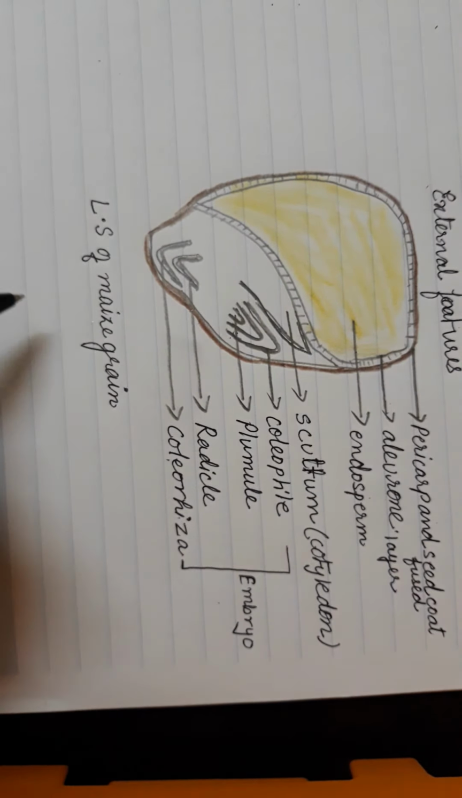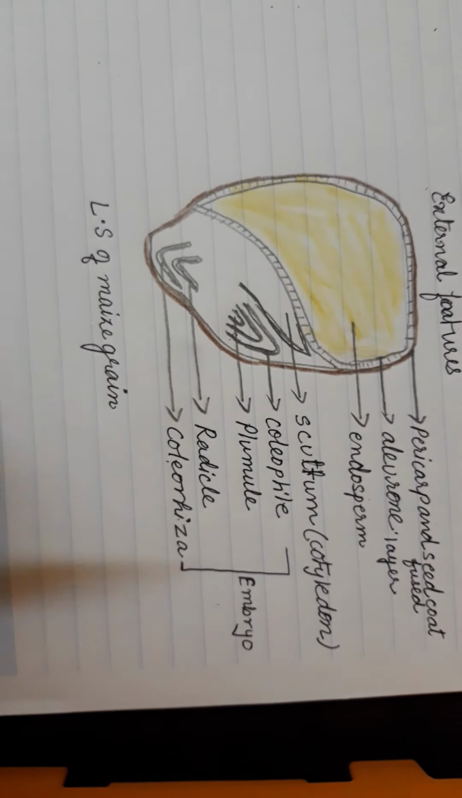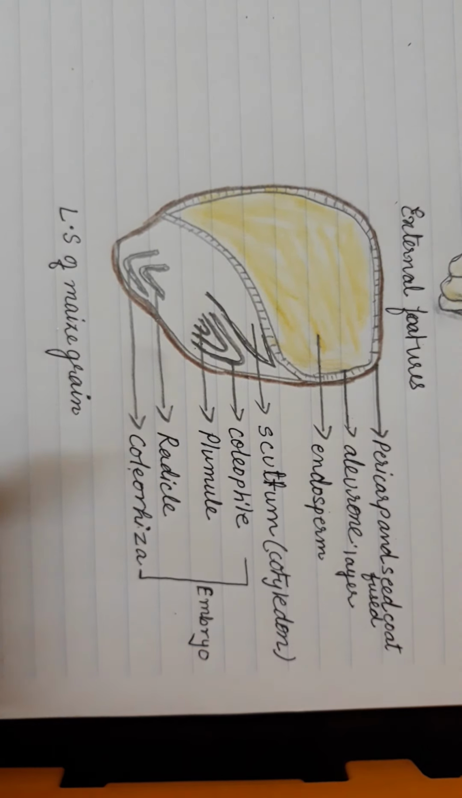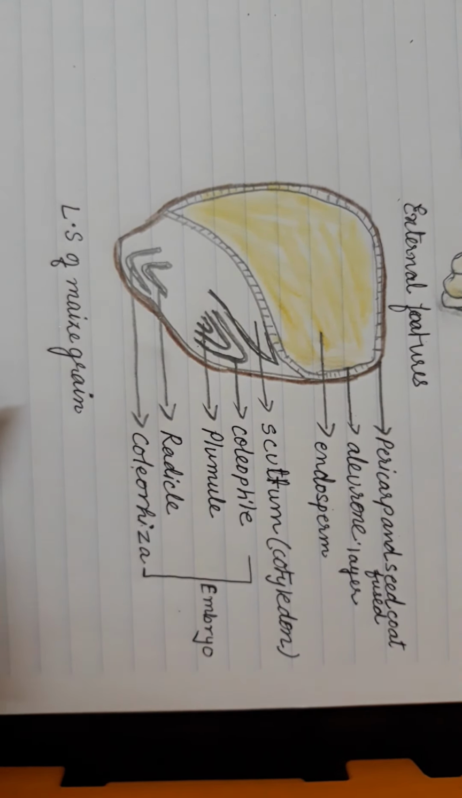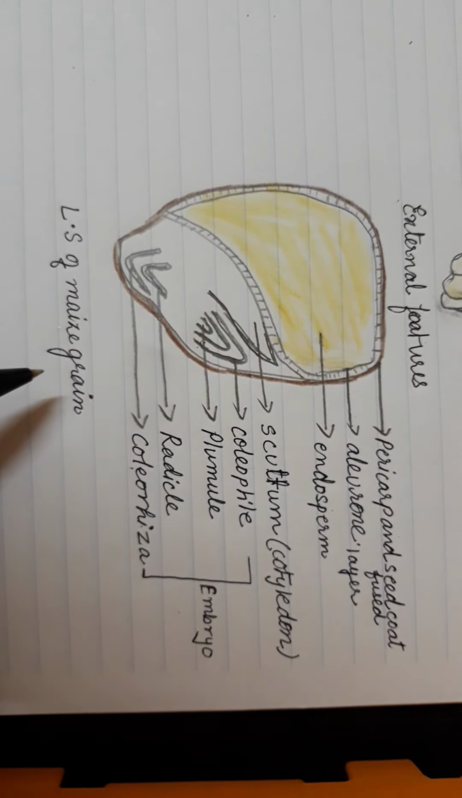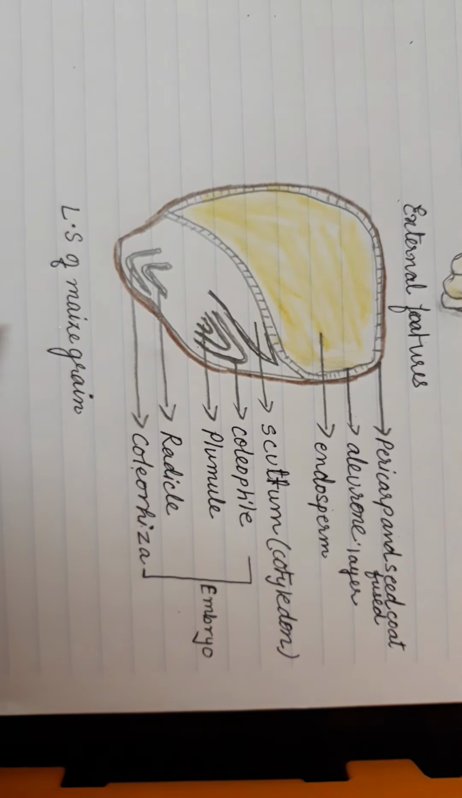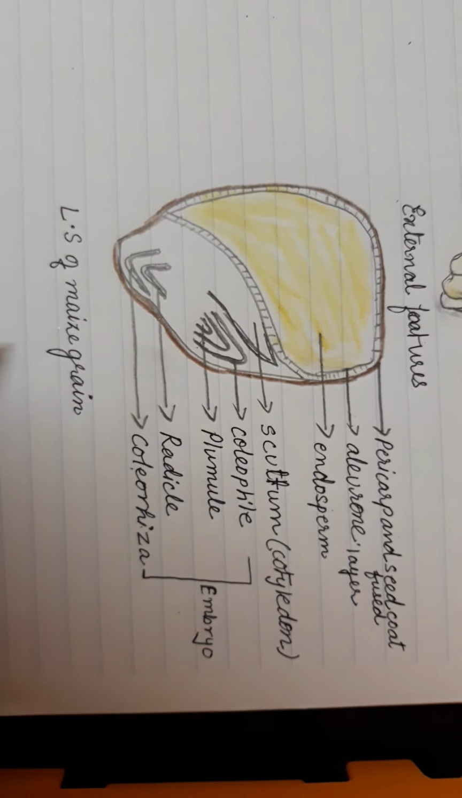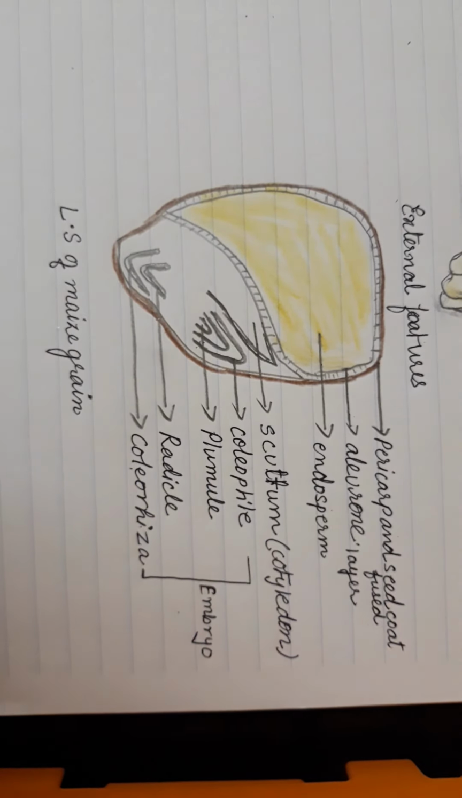So children, I had already given you the assignment to draw the structure of a seed and to draw the structure of bean seed and maize grain. I hope you all have made that. Now you have to find out the major differences between bean seed and maize grain with the help of your book.